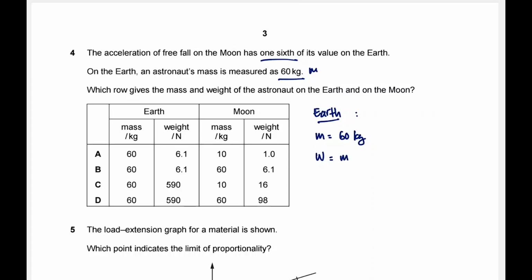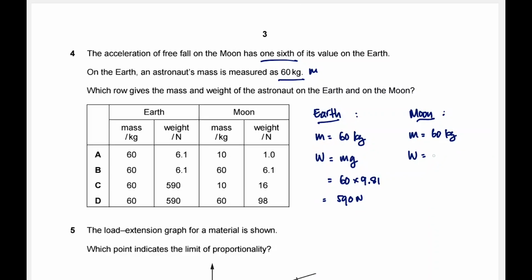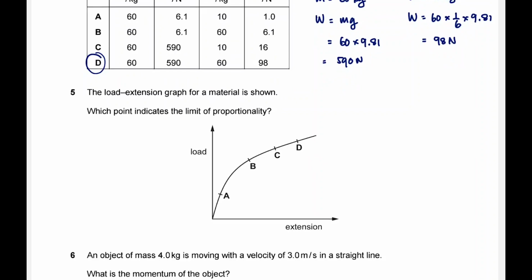So the weight is mass times gravity. So 60 times 9.81, we have 590 Newton. While on the Moon, of course, mass will not change wherever you are. So the mass will be 60 kilograms. Weight is equal to mass times gravity. So the mass is 60, and the gravity is 1/6 of the gravity of the Earth. So we have 98 Newton. So it's D.